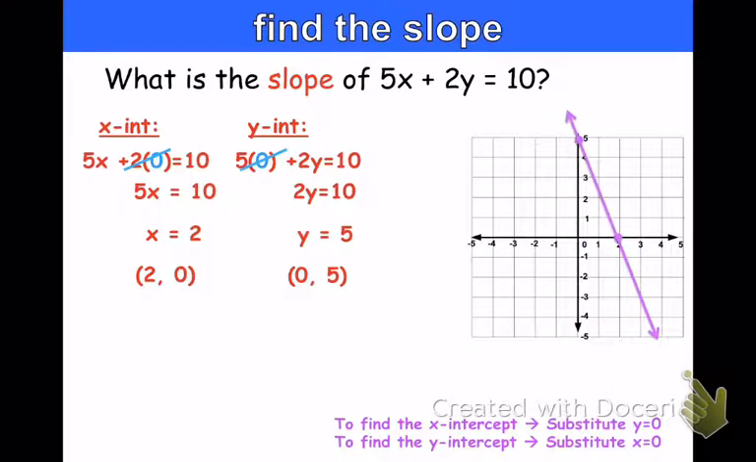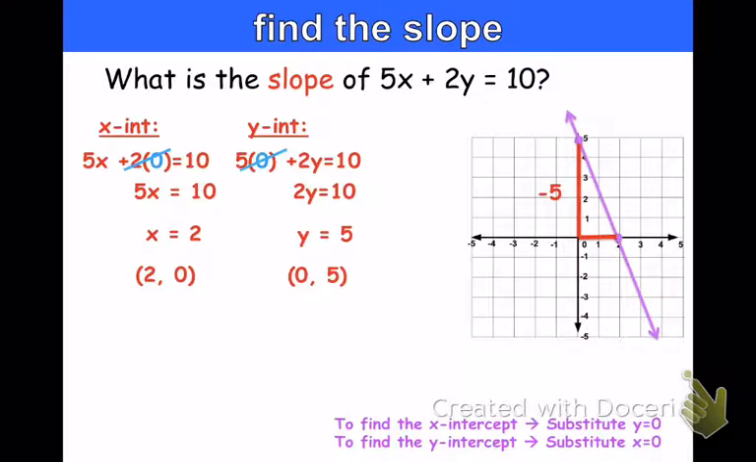I can connect the line. But again, my goal was to find the slope. So I got the line graphed. I'm going to count the rise over the run. So starting at the intercept at 5, I'm going to count how many spots it goes down. And that is 5. And I'm going to count the run, and I'm going to see how many spots across, which is 2.